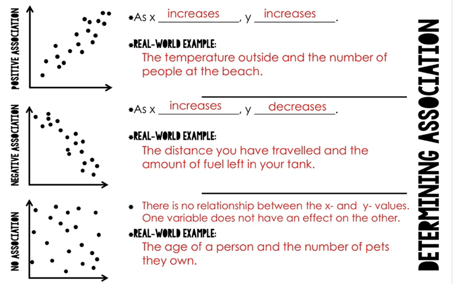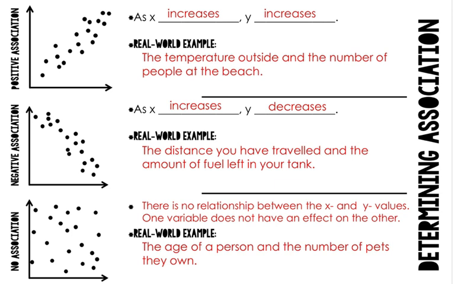So being able to relate this to real-world examples, when we have a positive association, we can see as X increases, Y increases. A real-world example of that would be the temperature outside and the number of people at the beach. The higher the temperature is, the more people we would expect to go to the beach. For a negative association, we would see that as X increases, Y decreases. A real-world example of this would be the distance you have traveled and the amount of fuel or gas left in your tank. The more you drive your car, the less gas you will have in your tank.